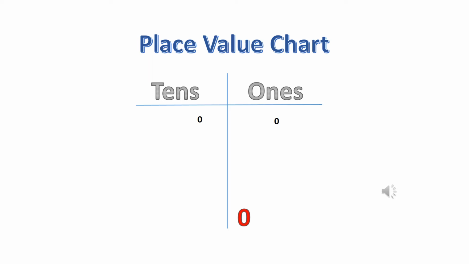This chart shows 0 ones and 0 tens. So we write the number as 0, the red number at the bottom, 0. This chart shows 1 one and 0 tens. So we write the number as 1, the red one at the bottom of the page. This chart shows 2 ones and 0 tens. So we write the number as 2, the red number at the bottom of the page.